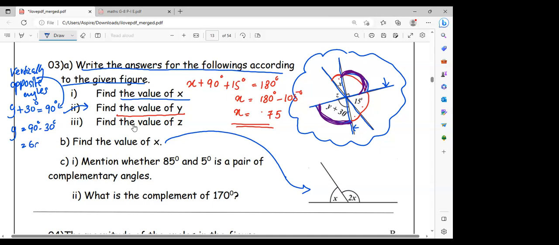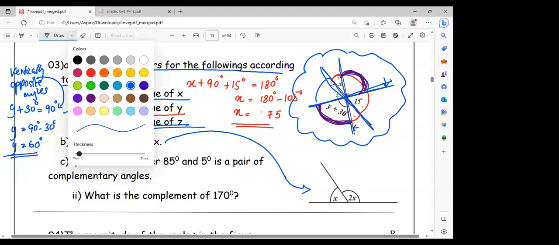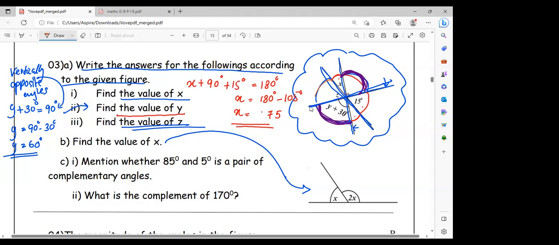Okay. Find the value of z. Then how do we find the z? You can see z also. This straight line segment and this straight line segment pass each other. So you can identify vertically opposite angles form like this. This angle and this angle. It is because of these two straight line segments passes each other. So z is equals to 15 degree. Reason is vertically opposite angles.